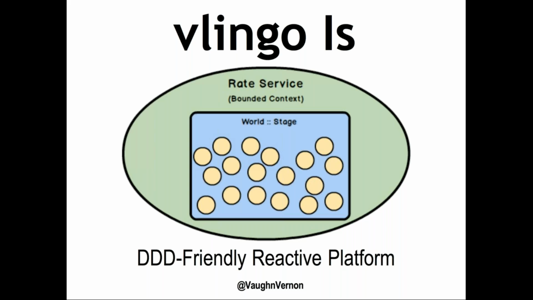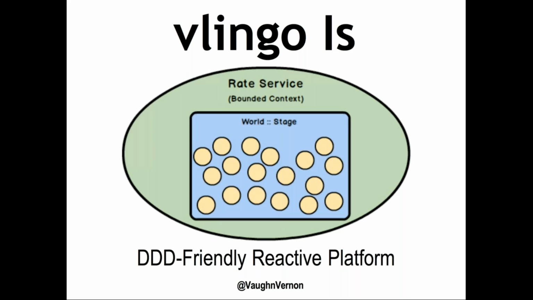But within a bounded context, how can this be done? How can the communication work? Well, I'm going to give some definitions of what VLINGO is. VLINGO is a DDD-friendly reactive platform. Here you see a bounded context represented as a rate service. This rate service has a ubiquitous language within this boundary, and the pale yellow objects that you see in the middle of the diagram here represent the objects of the ubiquitous language. And they would, of course, be exchanging messages because this is VLINGO, and VLINGO is a reactive platform that has asynchronous message sending underwriting everything.